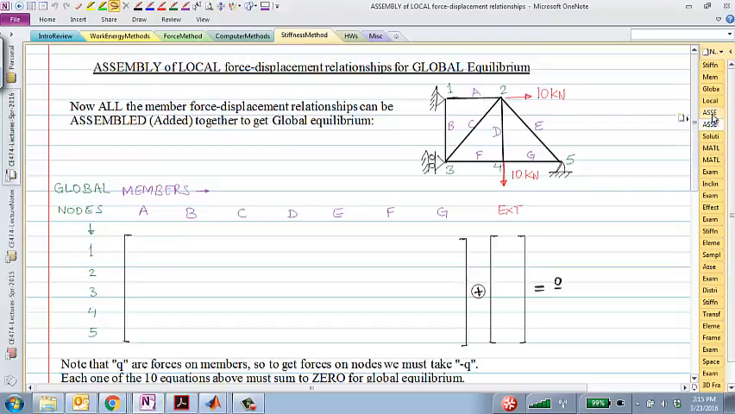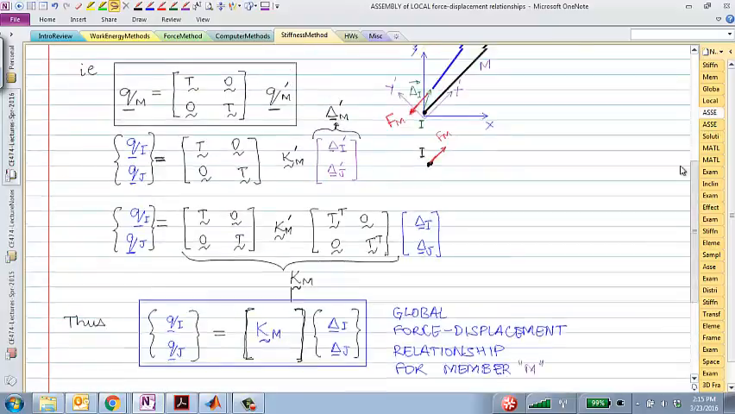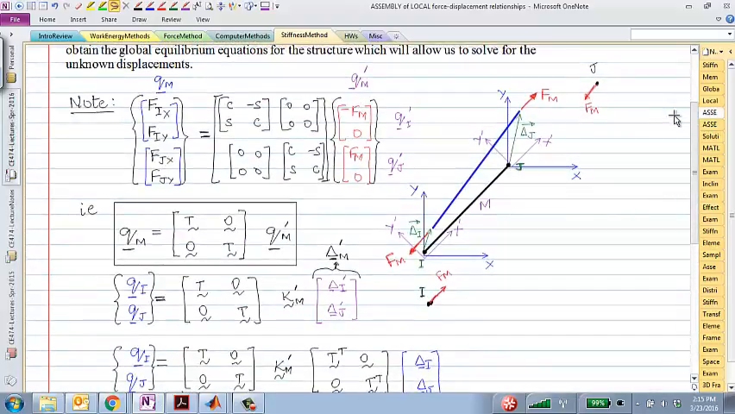In order to do that, I'm going to go back to this slide and point out something else. I have this member M, which is connected to node I and node J. Given the displacements in the X and the Y directions, I can tell you what the force at these two ends would be. The force on the actual node that this element exerts is equal and opposite to this. Is that right? Newton's third law.